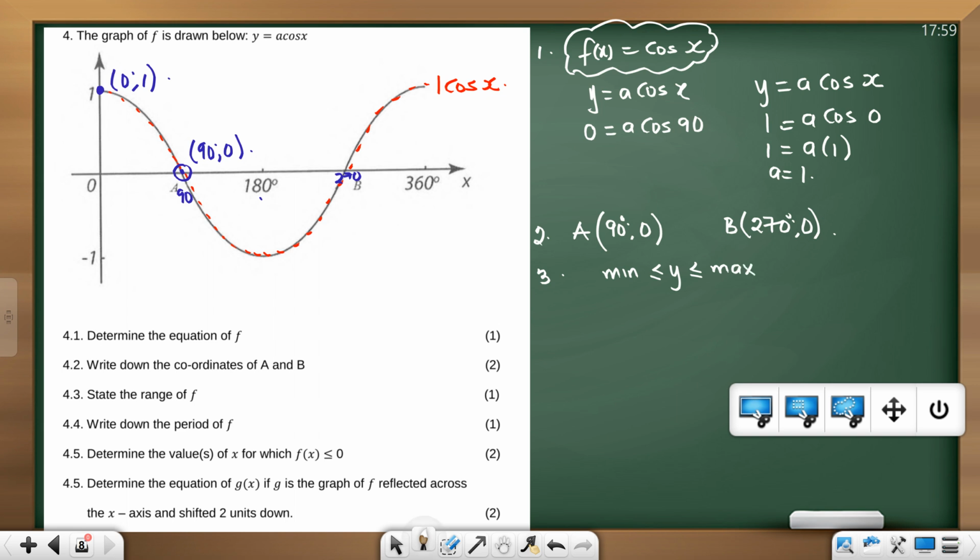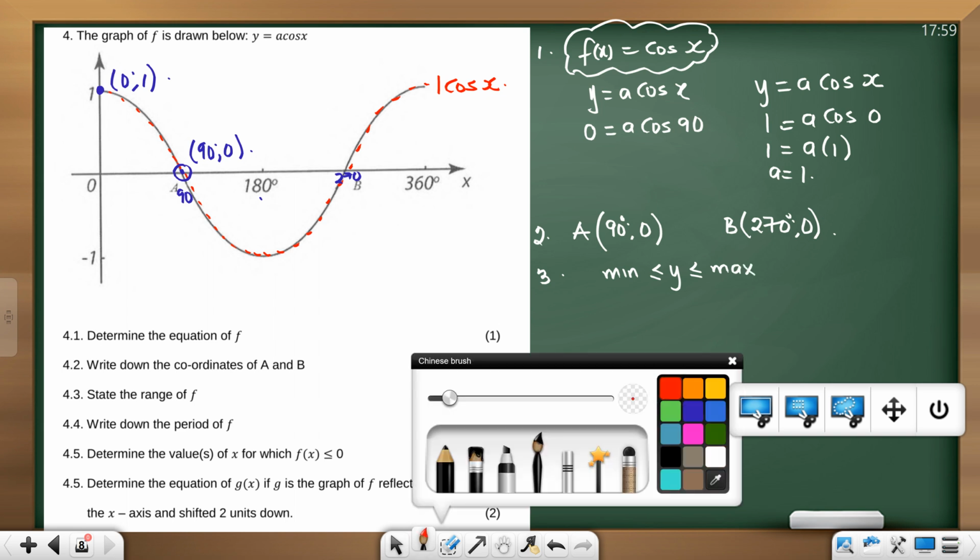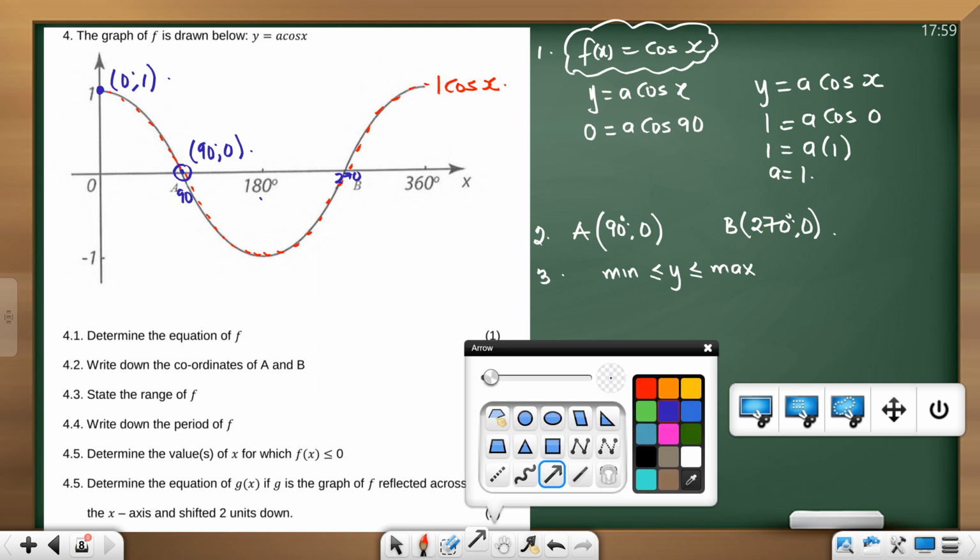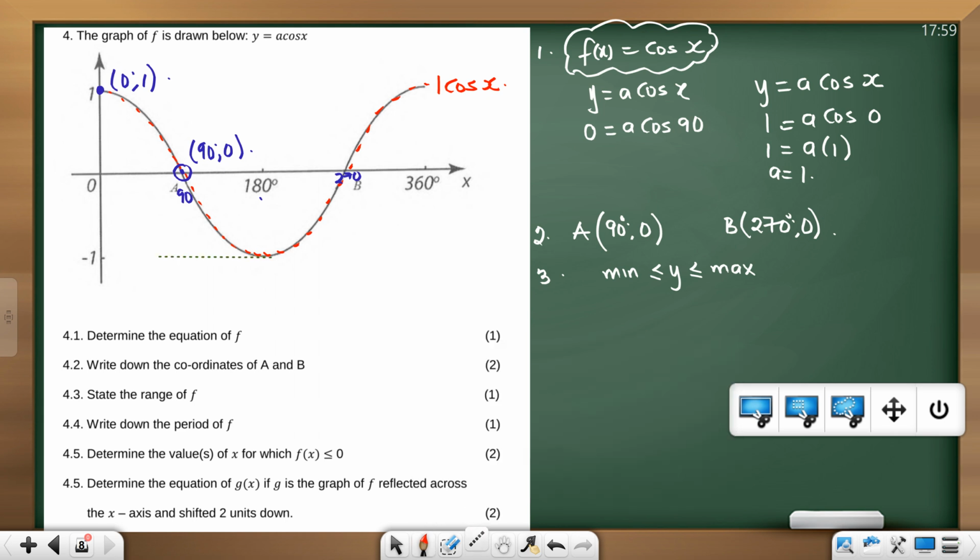So if you look at your graph, where is the smallest y value? My smallest y value is at negative 1, and my biggest y value is at 1. So we are done. Negative 1 less than or equal to y, less than or equal to 1.